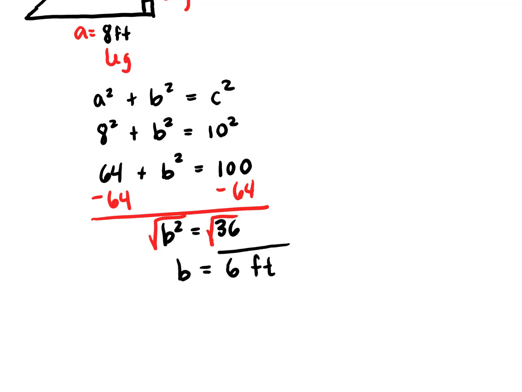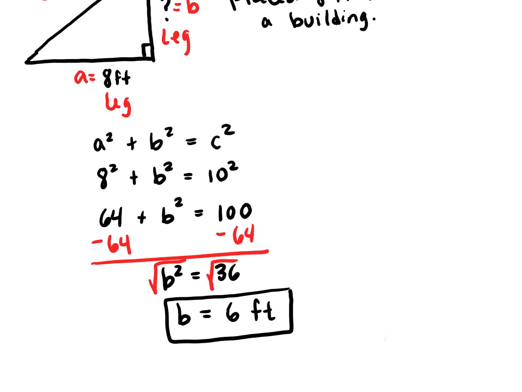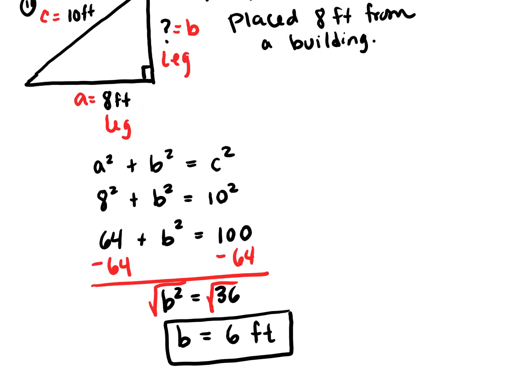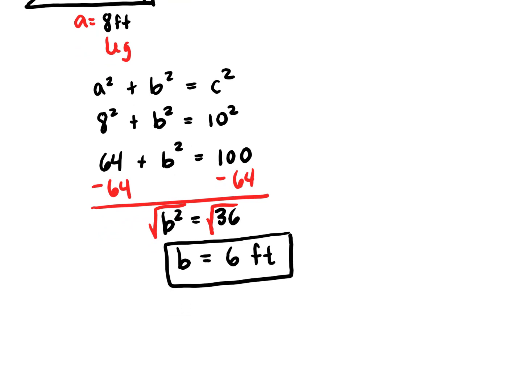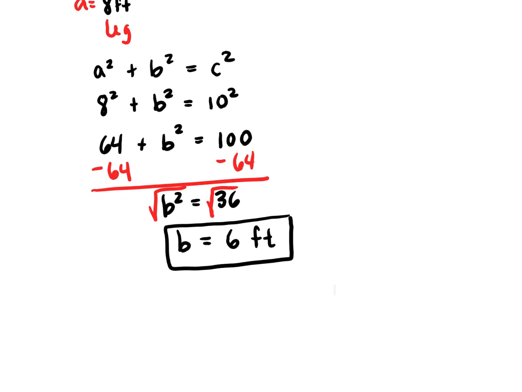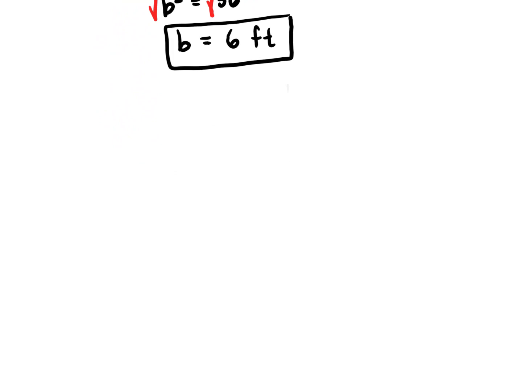So that ladder would reach 6 feet up the building if it was placed, as we had shown up there, 8 feet from the base of the building. A 10-foot ladder would reach 6 feet up the building. Okay, so there's our first example. So let's look at another one.